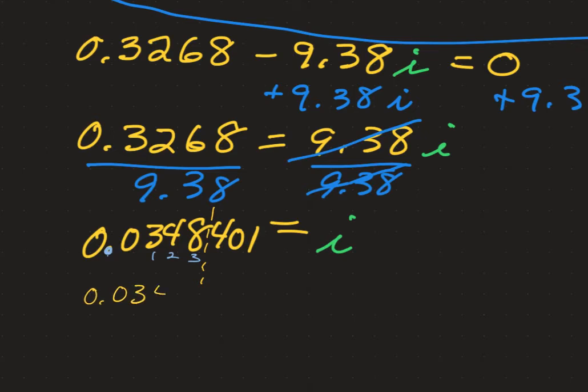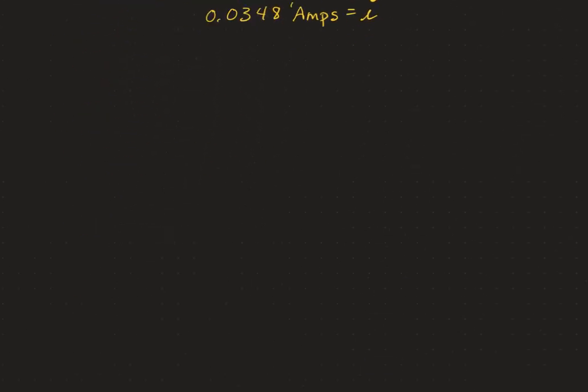So 0.0348, and remember, we're talking about amps. For right now, you can just write in amps because we haven't talked about what the symbol for that is. So the current for this problem equals 0.340 amps. Now I would like to show you how your Ti89 can come in really handy for problems like this.